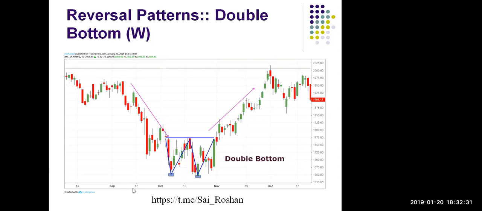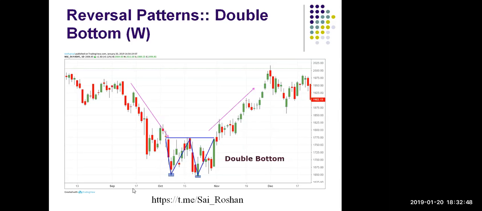It fell down, and at one point it took very good support. It didn't go below that, and went up. There is this neckline. The neckline acts as a resistance. It doesn't allow it to go up. Okay, so it fell down again, and once again took very strong support, which is once again at the same level.